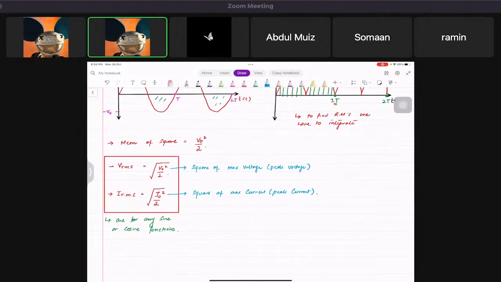We don't need to get into how this formula comes, or why we are taking 2, because we need integration for that, and we're not supposed to do that really.